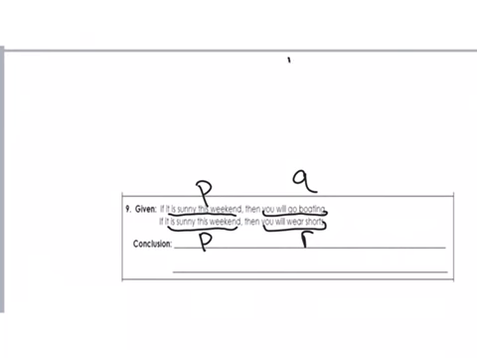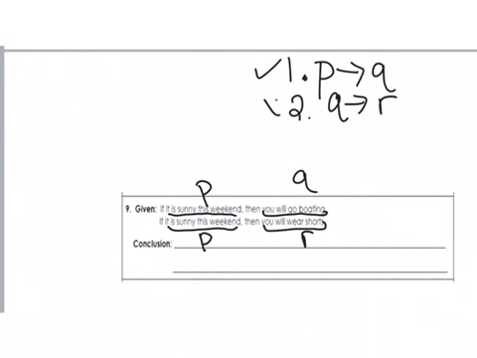So I need to check it. Number 1, do I have a P that goes to Q? Check. Number 2, do I have a Q that goes to R in my second statement? No, I don't. Is this the law of syllogism? The answer is no, and there is no valid conclusion. See how marking your statements helps a lot?